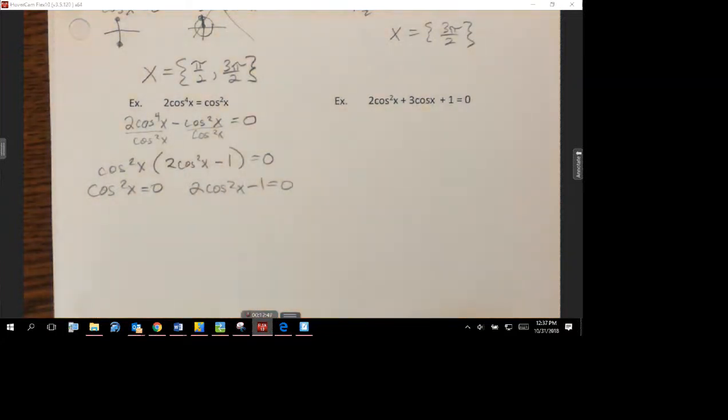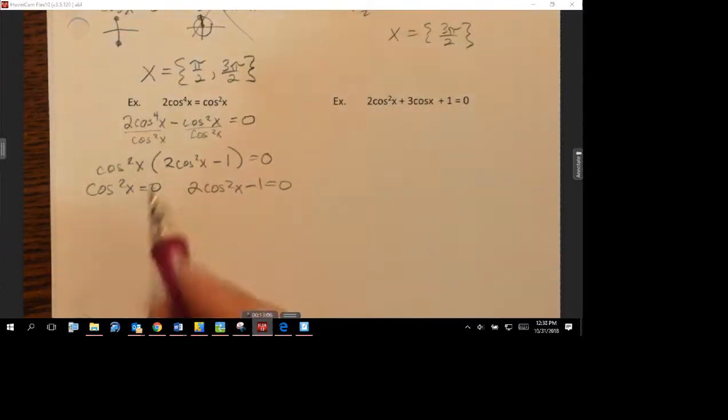So we're going to set each factor equal to 0. Question? Rachel? Question? And then I'm going to solve each factor.